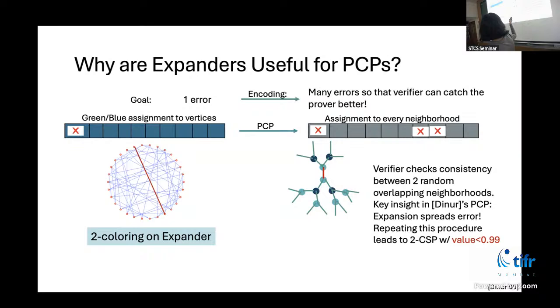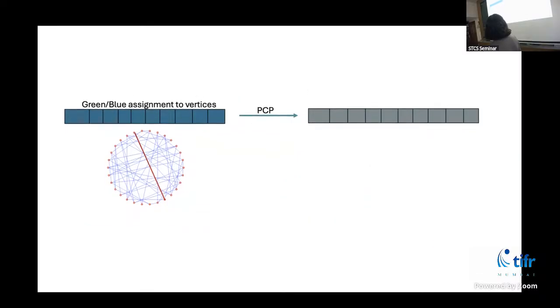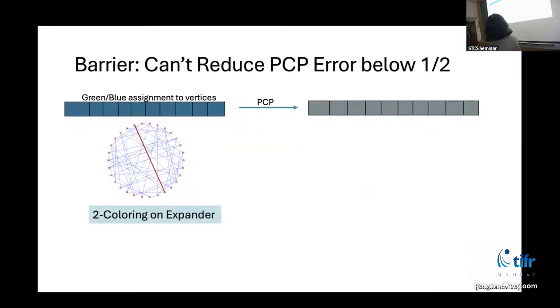Okay, so the obvious question is, why 0.99? Why can't we just keep doing this again and again and get down to half or even below half? So that's where Bogdanov noticed that there's actually a barrier to this approach of using expander graphs.